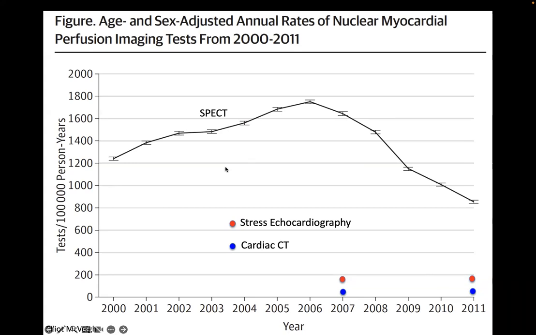However, if you look at the rate at which this test is done here, compared to, say, cardiac CT, which is in the noise, it's down here. MR is about here. Stress echocardiography is about here. And so this thing still completely dominates cardiac imaging. So it's well worth knowing about this technology.